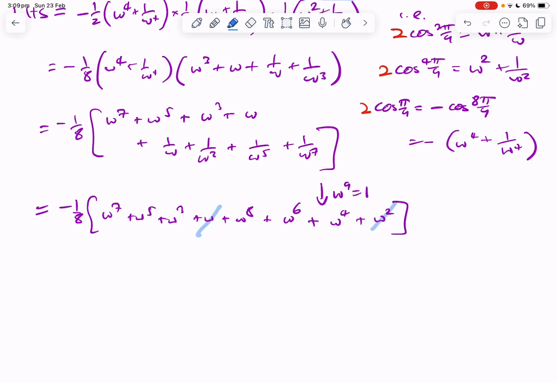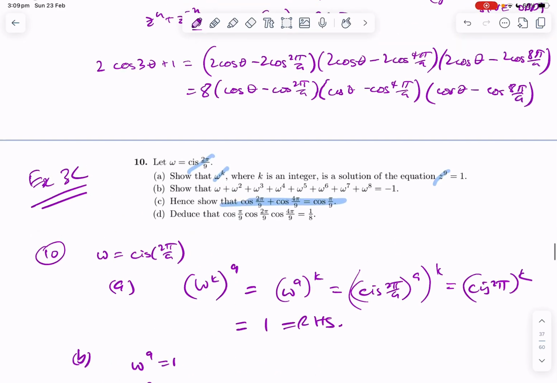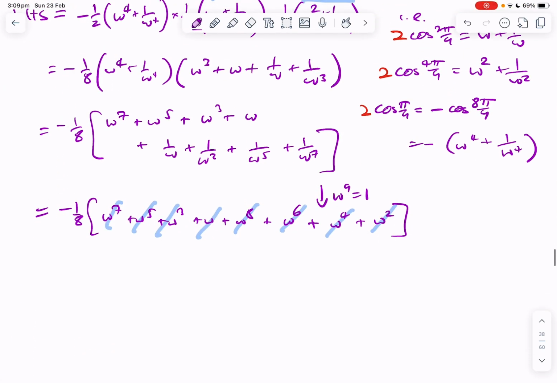We've got omega squared, omega cubed, omega to the 4th, omega to the 5th, omega to the 6th, omega to the 7th, omega to the 8th, which I think we have already proved is negative 1. And so we get equals negative an eighth times negative 1, which is an eighth, which is what we were after all along.